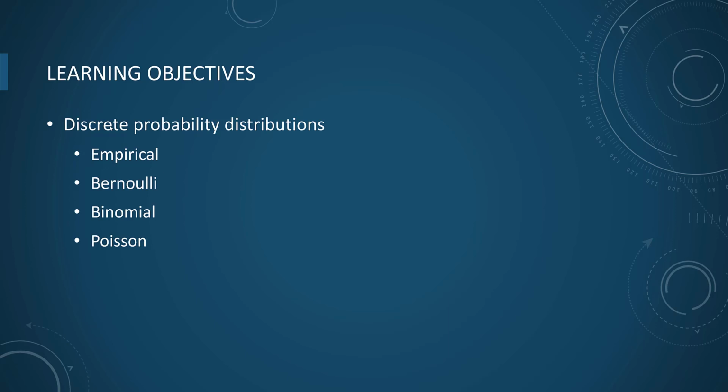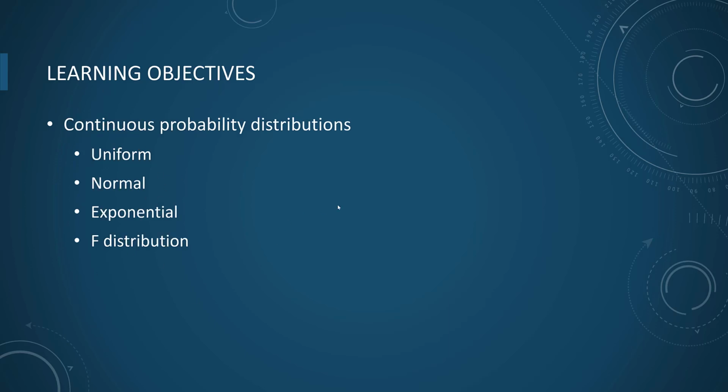So there are many discrete probability distributions, and in this probability review, we will look at these. We look at empirical probabilities, Bernoulli process, which is related to binomial and Poisson. So binomial distribution and Poisson distribution. So we will look at examples of how to compute probabilities using these distributions.